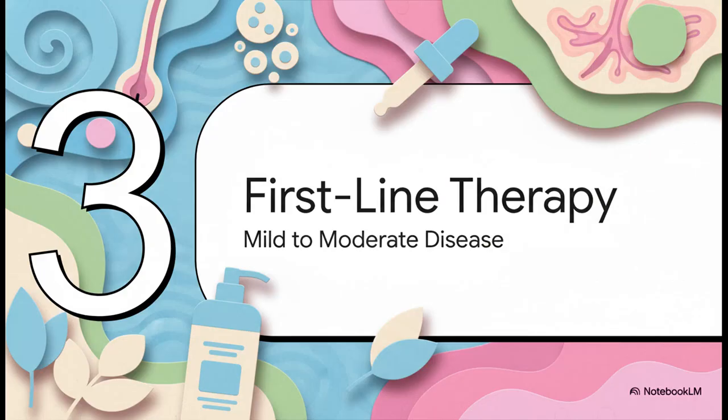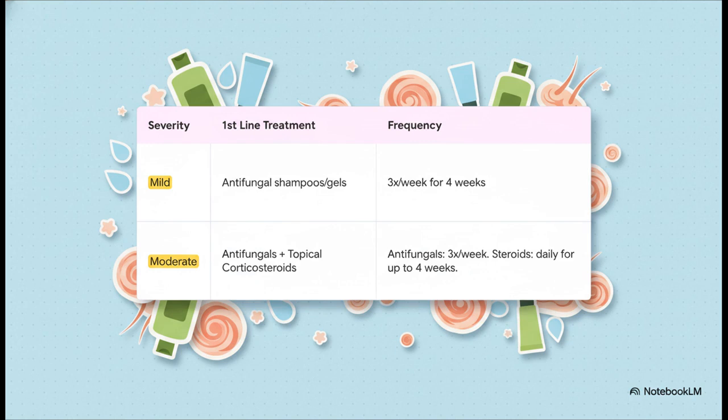All right, time for the main event. First-line therapy. This is where we take everything we just learned about the why and the what and turn it into a concrete treatment plan for our patients with mild to moderate disease. The first-line algorithm is actually pretty straightforward, and it all hinges on that severity grading we just did.